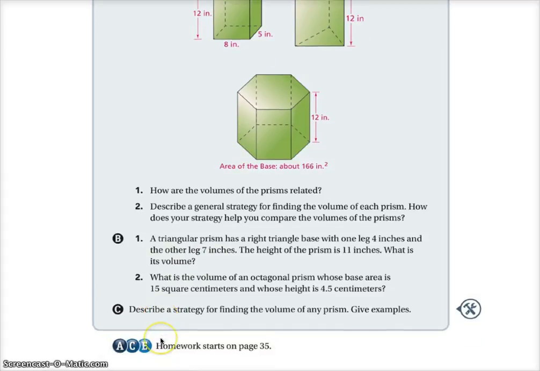The other item that we're going to do is we're going to watch a video, and I'll play it on here so you can see it. It's the slicing of 3D figures. I'll bring in some Play-Doh next class so we can see what that looks like.